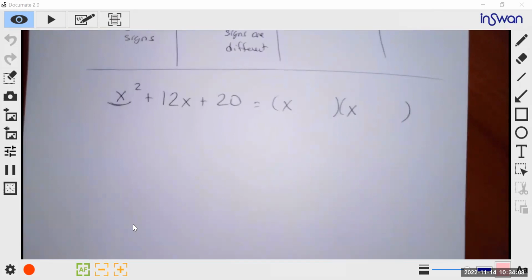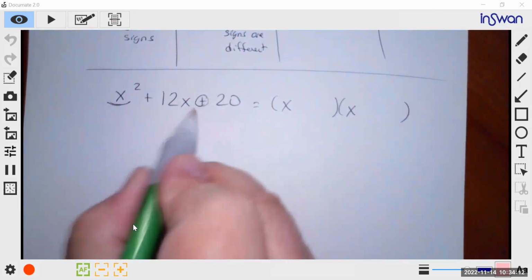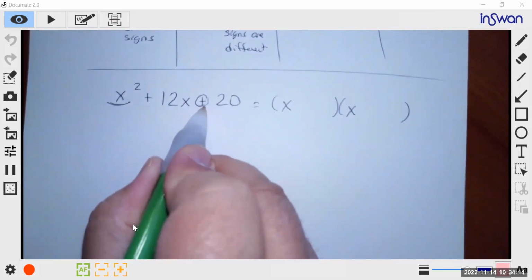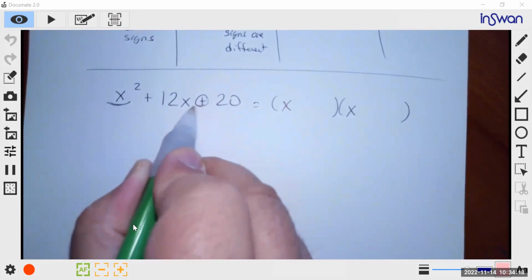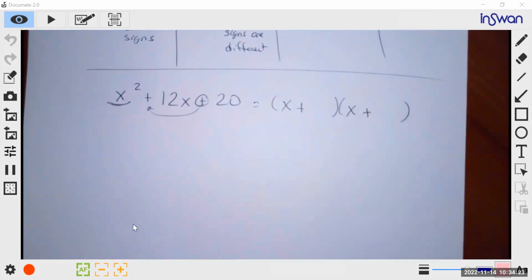The second thing I want you to look at is the second sign. It's a plus. Since it's a plus, what does that tell us? The signs are the same. They're both going to be pluses. We haven't done any math. All this so far is observation. Now comes the math.